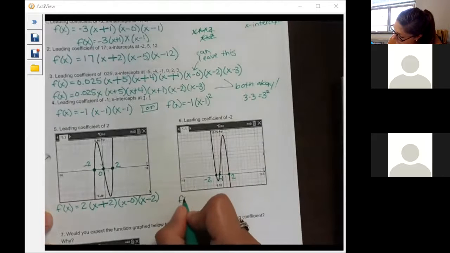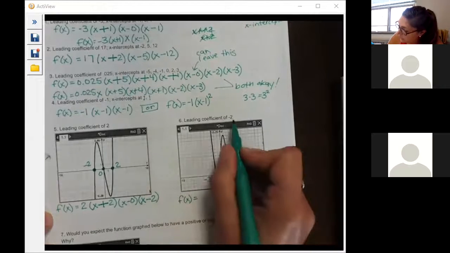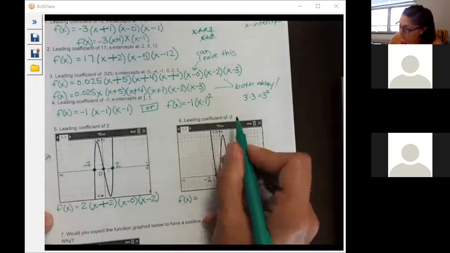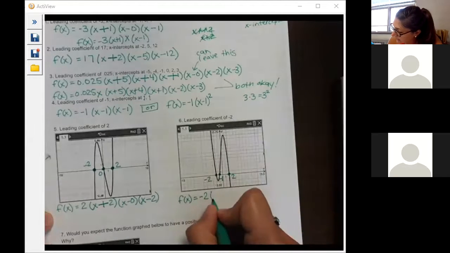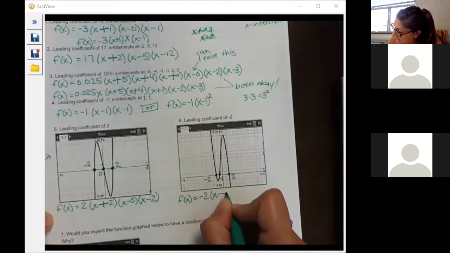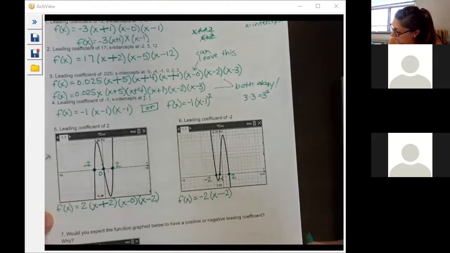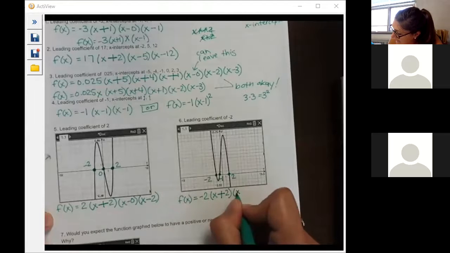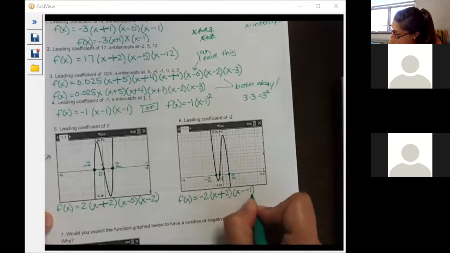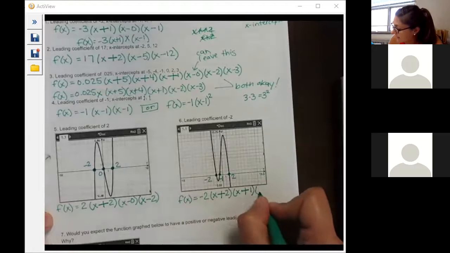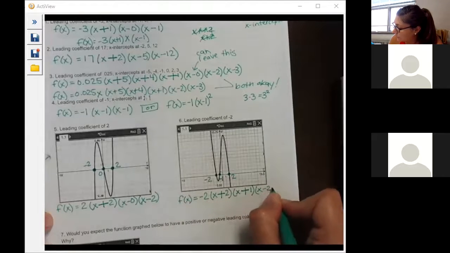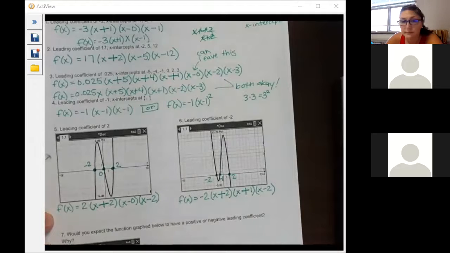So my function would be, remember, start with that lead coefficient. F of x equals -2. And then x minus -2. I'm going to go ahead and switch that to a positive right now. X minus -1. And again, I need to switch that minus the negative to a positive. And then x minus 2. And that's my function for number 6.